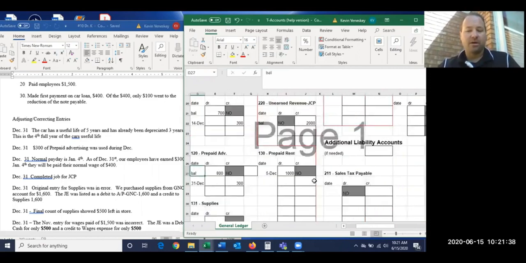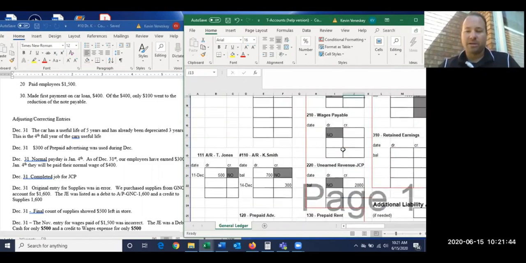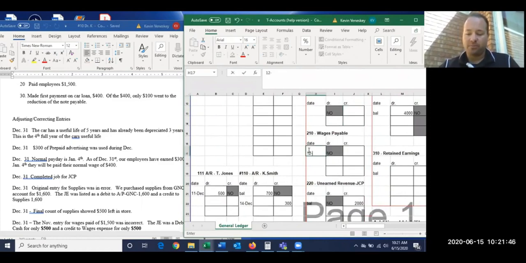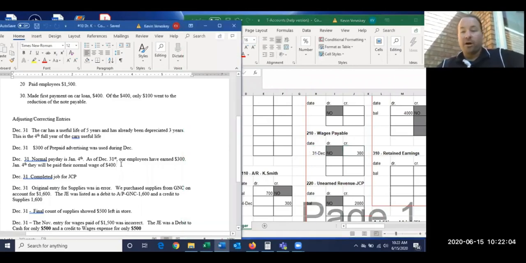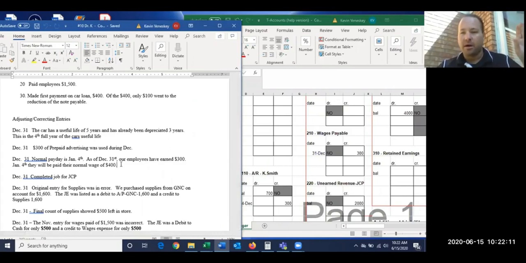So I'm going to debit the $300, and now I don't come to cash because I haven't paid them. What I do is I come to wages payable and show that I owe them the $300 for their December work. Again, that $400, that's just extra information. I'll deal with that $400 total come next year into January.